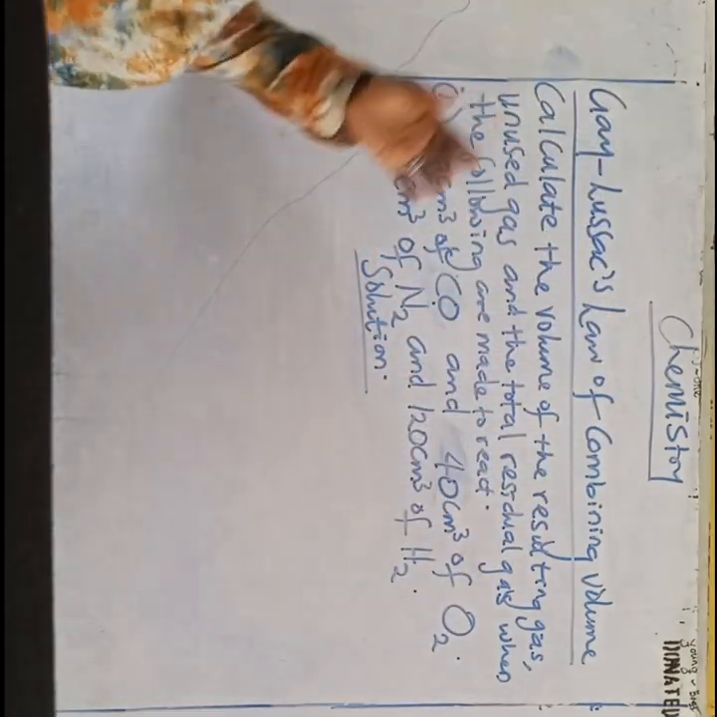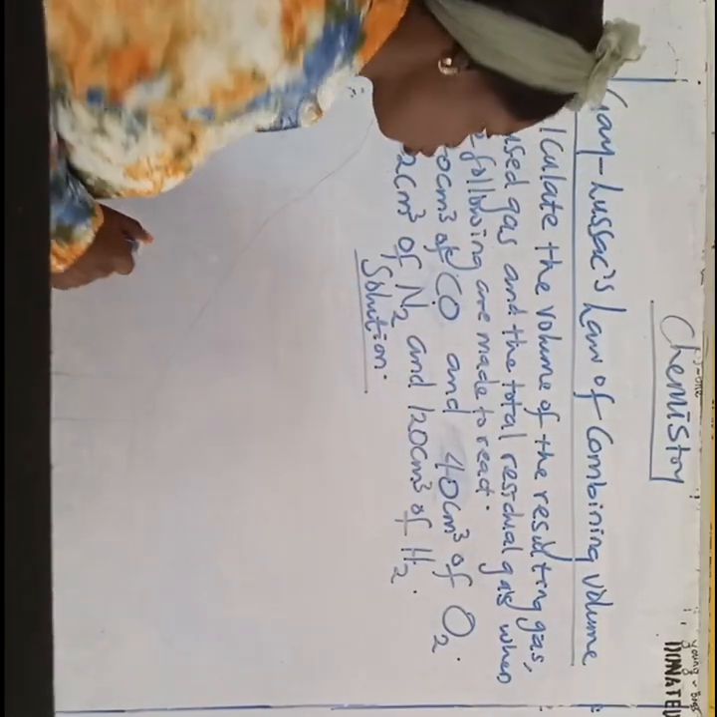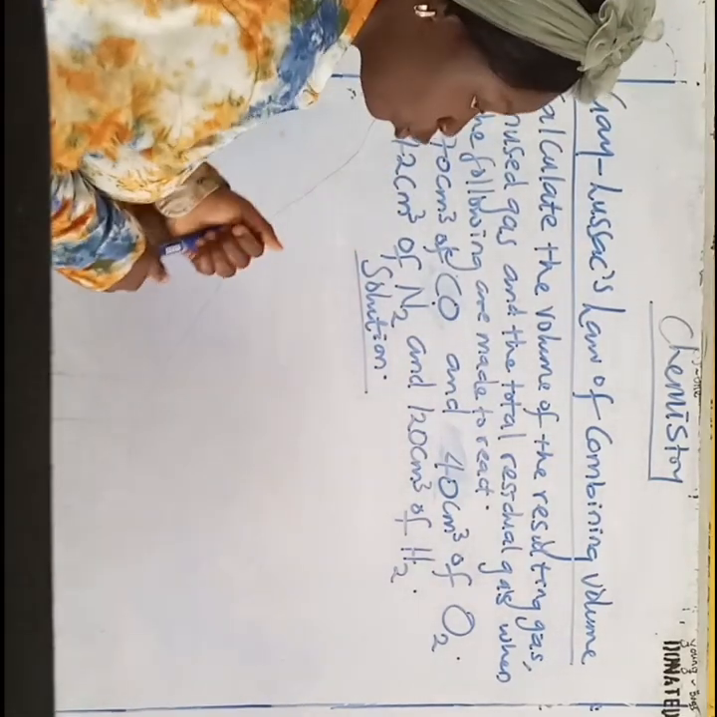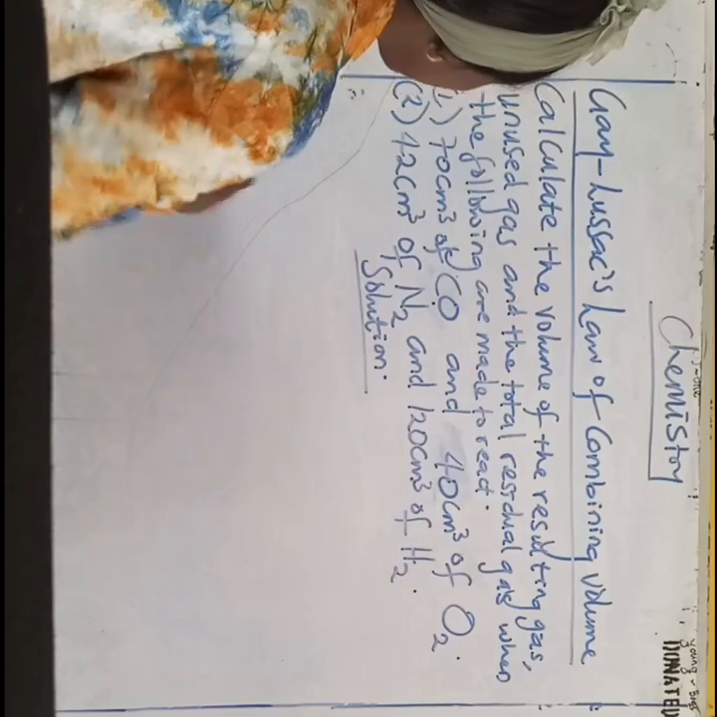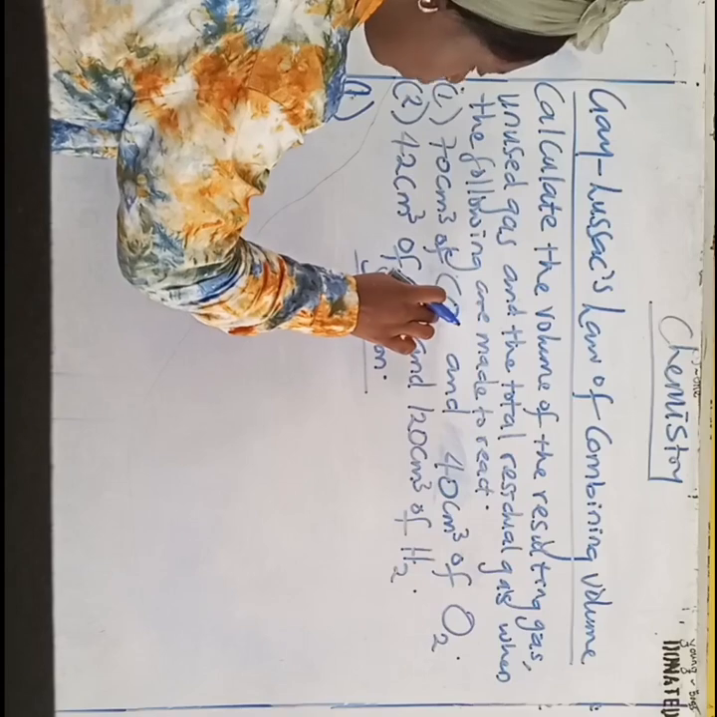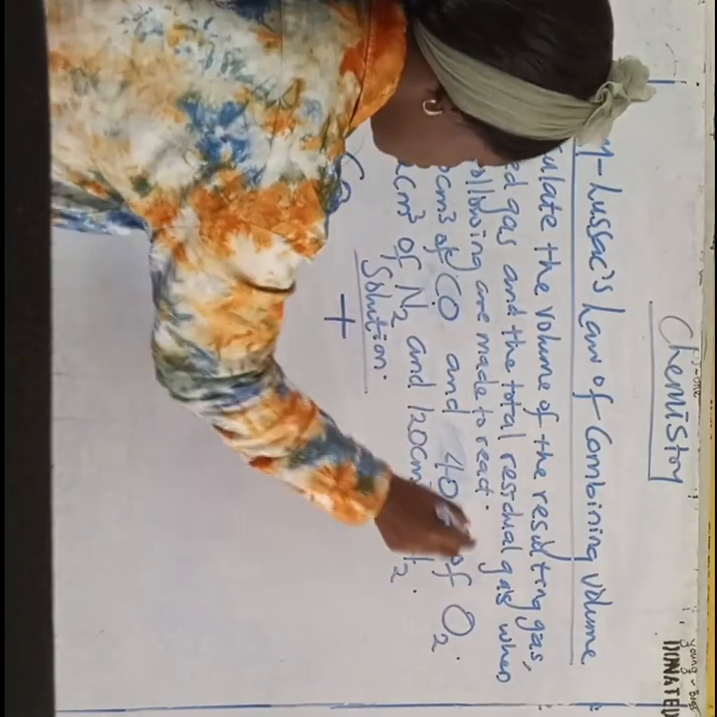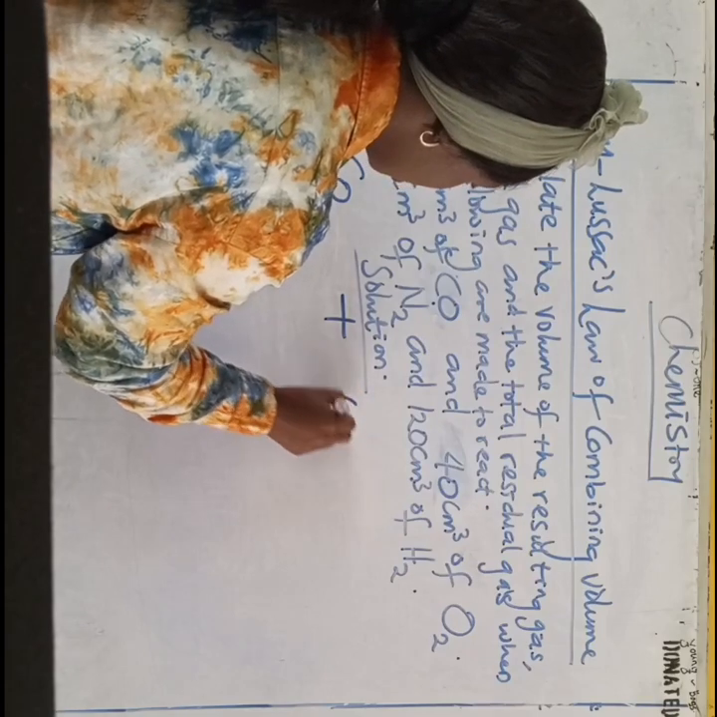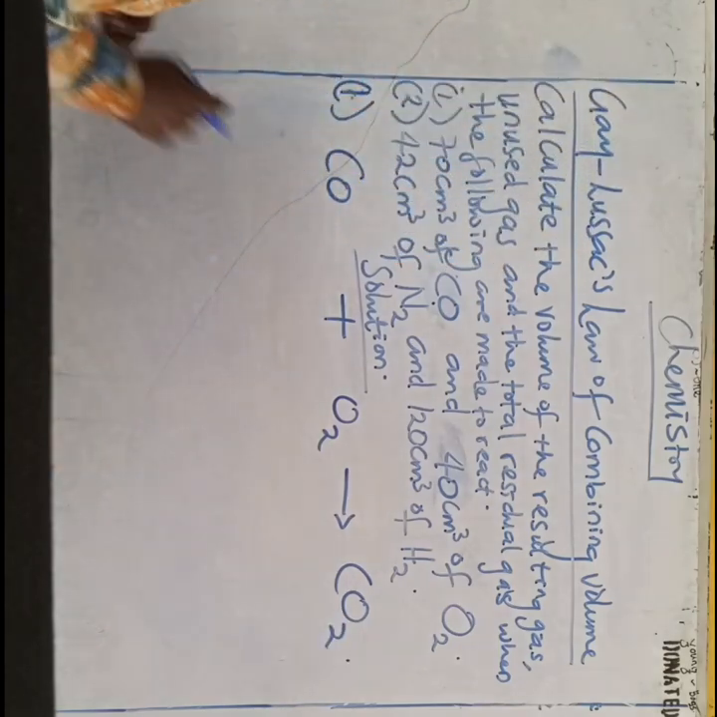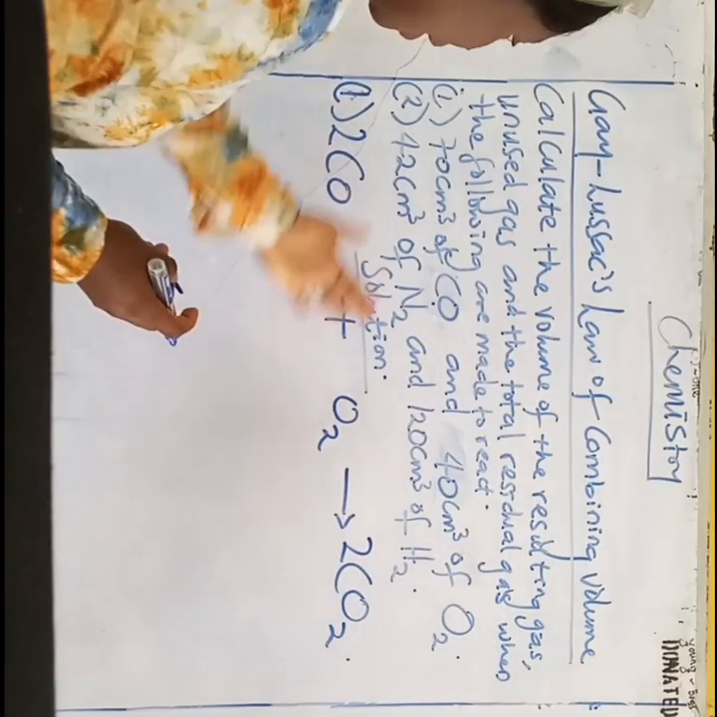Okay, calculate the volume of the resulting gas, unused gas, and the total residual gas when the following are made to react. Like I said, if you cannot balance a chemical equation, there will be issues here. So please go back to our video on chemical equations to learn how it is balanced. So number 1, I have my carbon(II) oxide and oxygen gas. Carbon(II) oxide plus oxygen gas will give me CO2. But I have to balance it because of the oxygen. I'll put 2 here, I'll put 2 here.